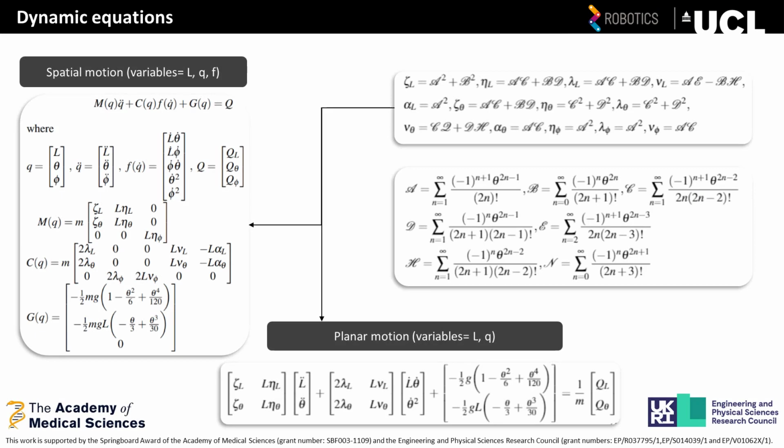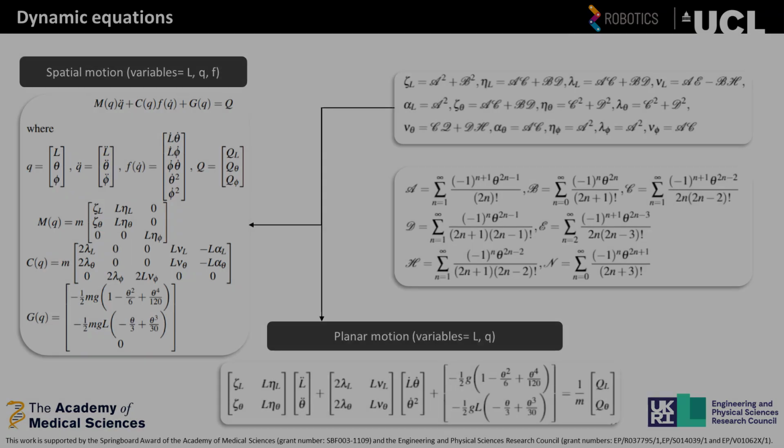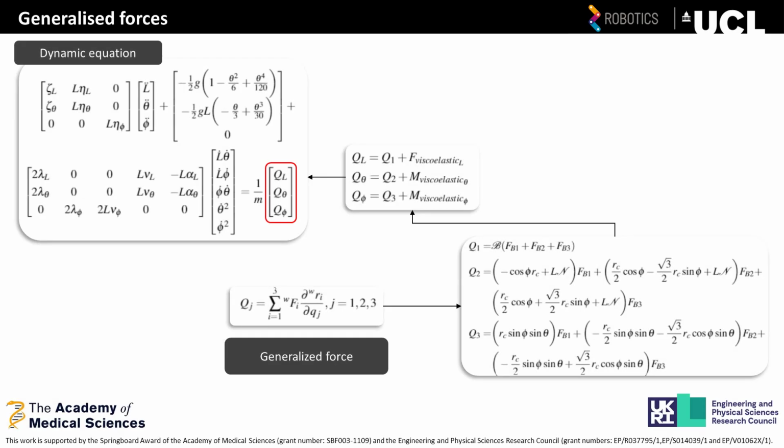The main difference is in generalized force because the position of the applied force in spatial motion is different from planar motion. Forces and moments in dynamic equations have two components. One is generalized force and the other one is visco-elastic force. The generalized force is obtained by its usual equation as follows, where FB is utilized to identify the forces produced by the air pressure P in each chamber.